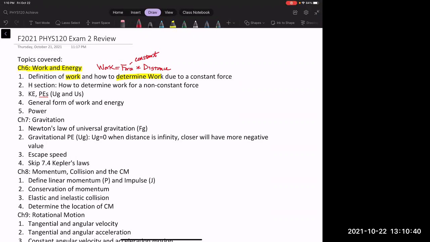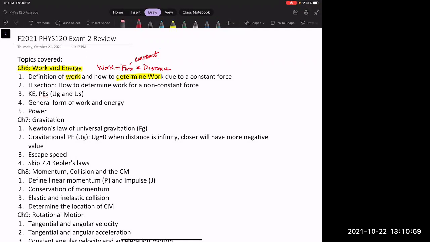For the honors section, you need to know what happens if force is not a constant. Force is not just a single number, it changes with the distance. Then how do you find the work? Then you actually require an integration.